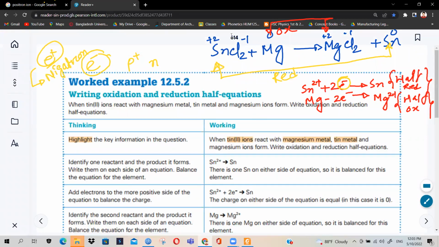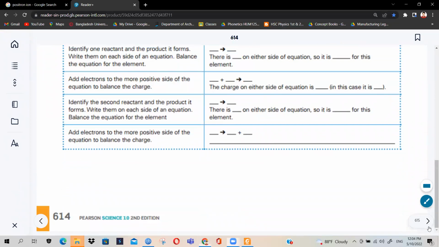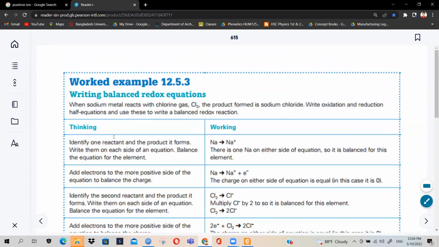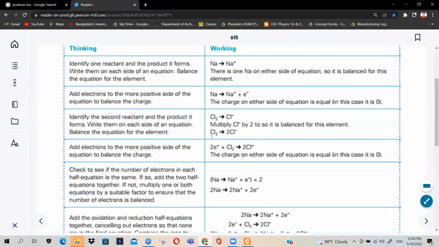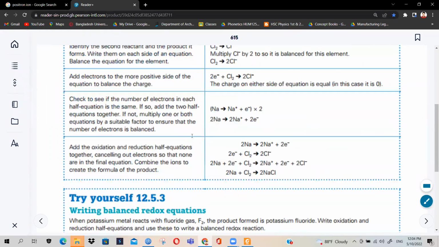So these are the working procedures. You can take a look at them. Sodium, then sodium plus. These are very easy ones. They haven't even given you the whole equation.